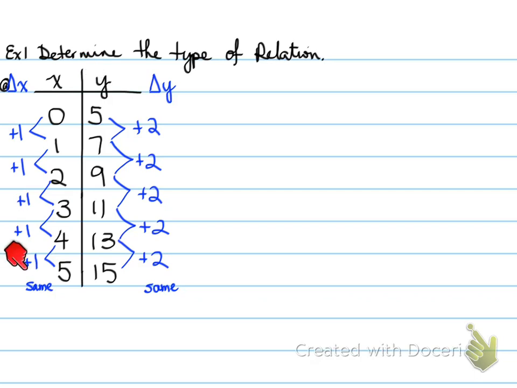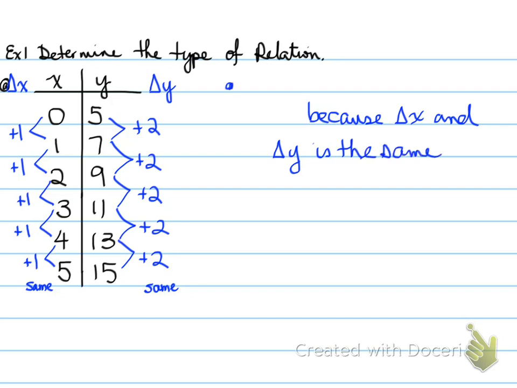Now, note that we have both the same. Because delta x and delta y are the same, we can make a conclusion. What's our conclusion? Therefore, the relation is linear. It is linear because delta x and delta y are the same.